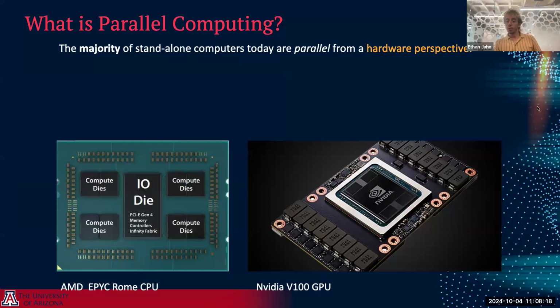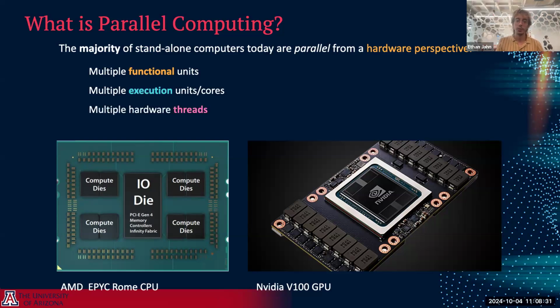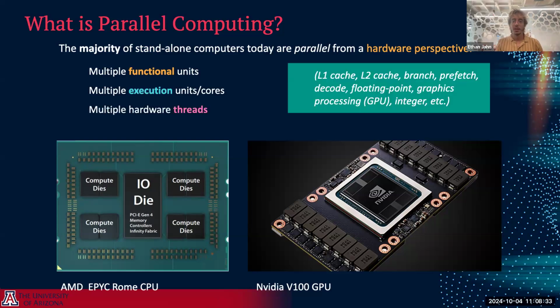So it's also important to note that in this day and age, true serial computation is very rare. The majority of standalone computers are parallel from a hardware perspective. So there are multiple functional units, multiple execution units, multiple hardware threads. And here's just a list of different types of components of a CPU and data types that might be used in that CPU. So modern chips are typically quite complex and involve some degree of parallelization.